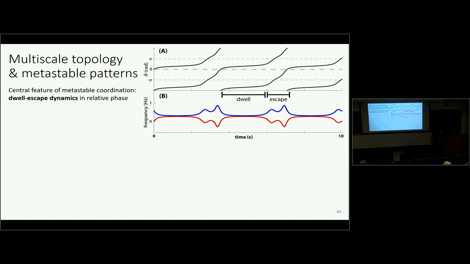So metastable phase dynamics, this is A here, is the relative phase between two oscillators. When they dwell, it's kind of flat and then they escape, and they dwell again, flat again, and then escape, like this. The reason we study the characteristic dynamics of metastable coordination is these dwell and escape dynamics, and these can be precisely reflected in the frequency dynamics. So when they're dwelling, these curves are closed, forming sort of one connected component. And during their escape, they form one loop.